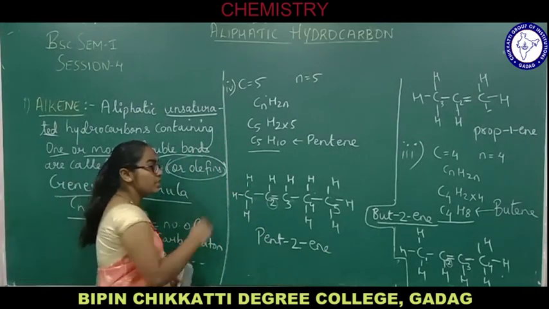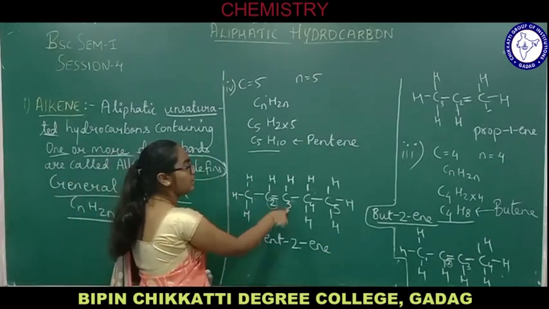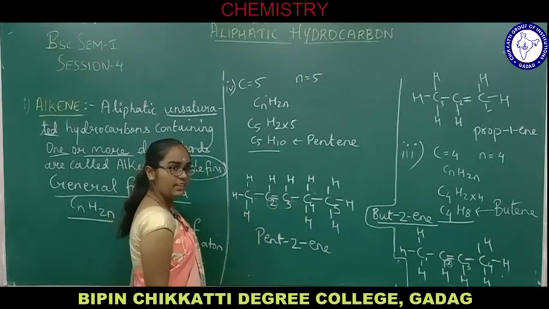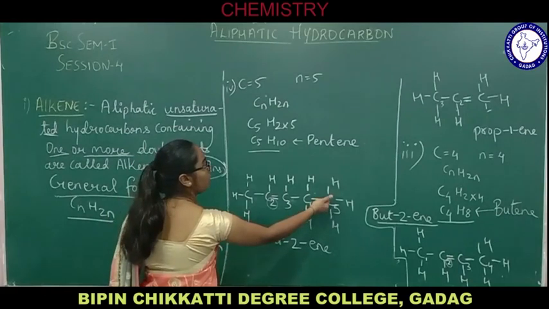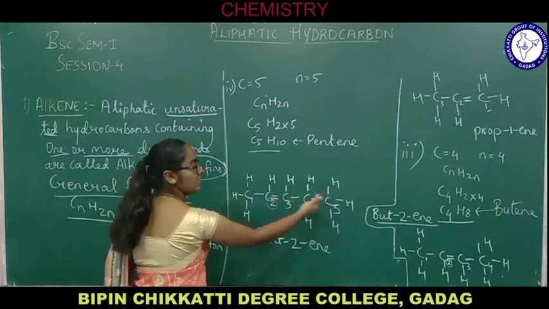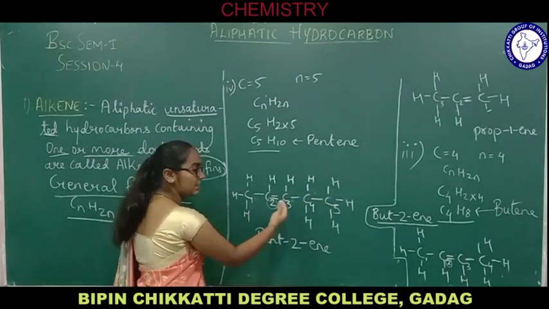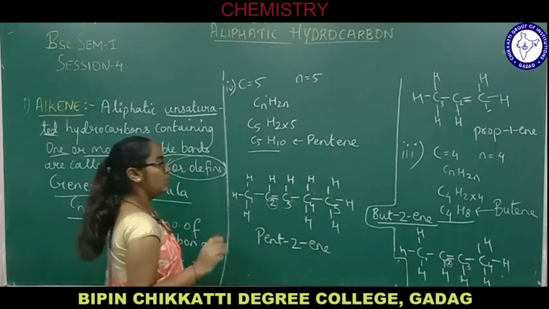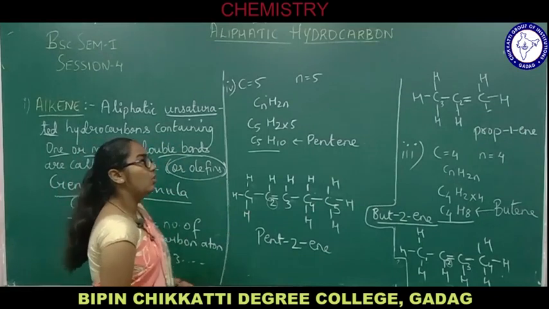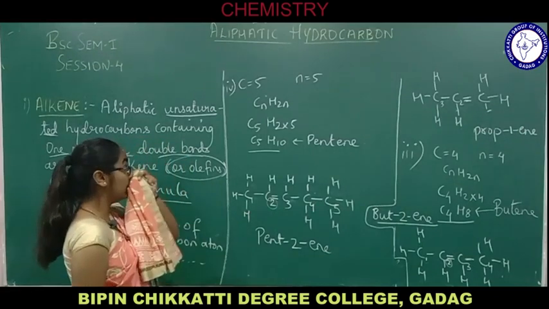Okay, now suppose the double bond was present between carbon number 3 and carbon number 4, right? Then the numbering would be 1, 2, 3, like this. If it is present from the back side, the numbering will be like this, back side. That way you need to remember over here, right? Okay, now let's go towards another one.